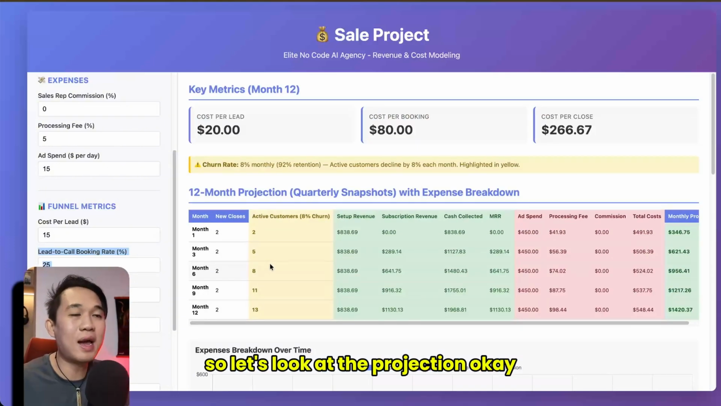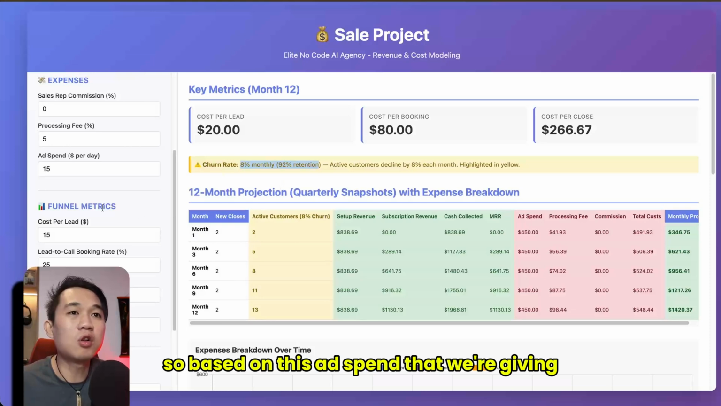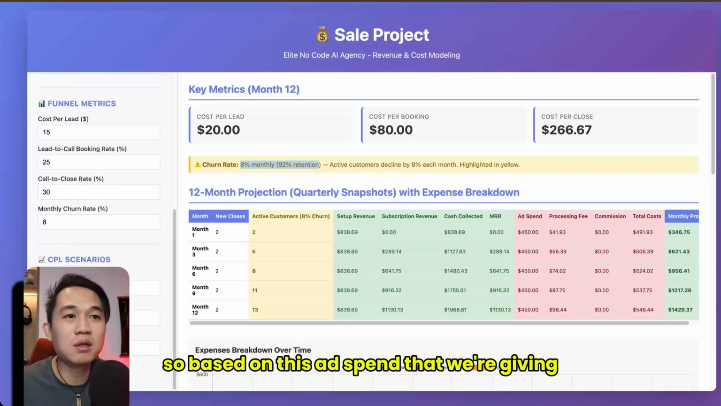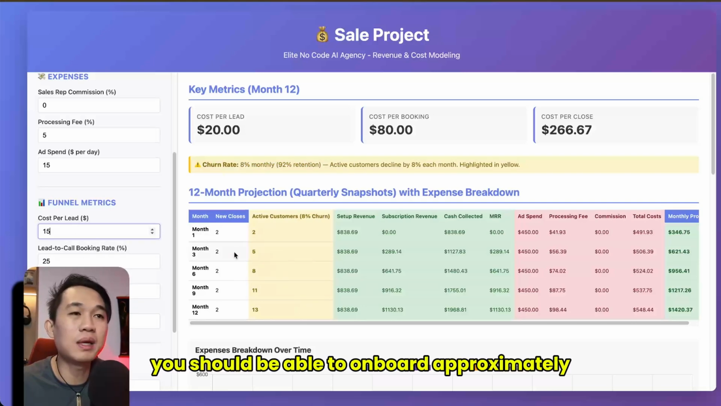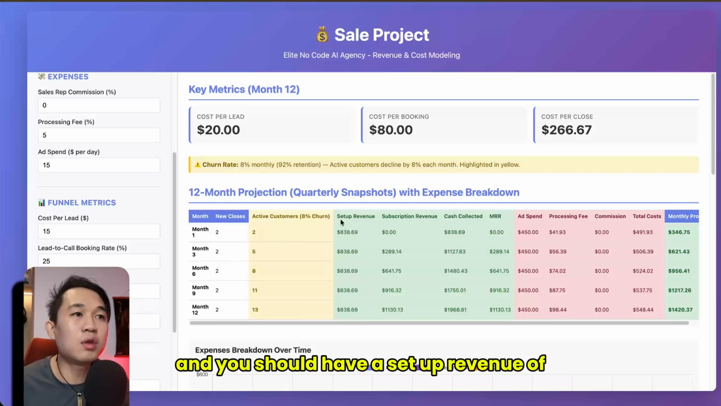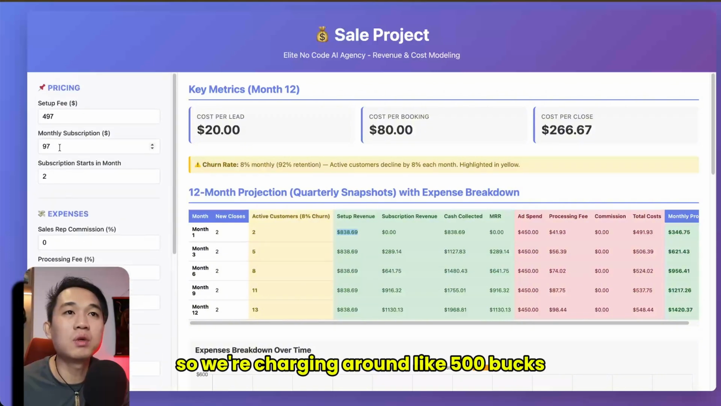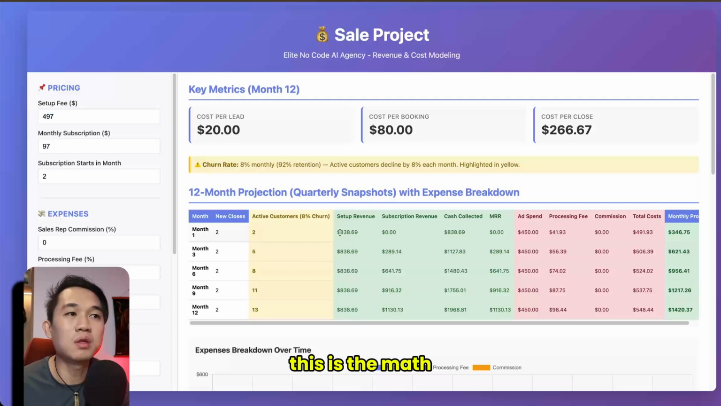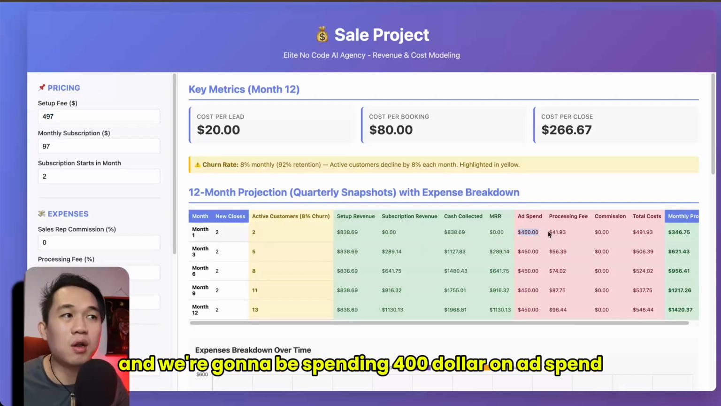So let's look at the projection. This also accounts for the 8% churn rate. Based on the $15 ad spend we're giving, you should be able to onboard approximately 2 new closes and 2 new active customers in the first month. And you should have a setup revenue of $800. Remember, we're charging around $497 times 2. This is the math. We're going to be collecting that, and we're going to be spending $400 on ad spend.